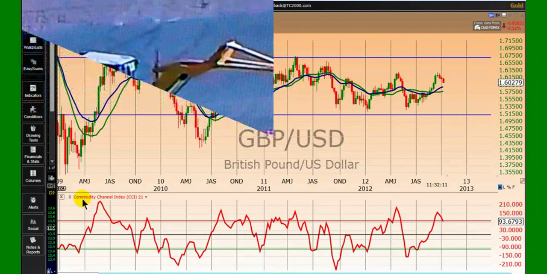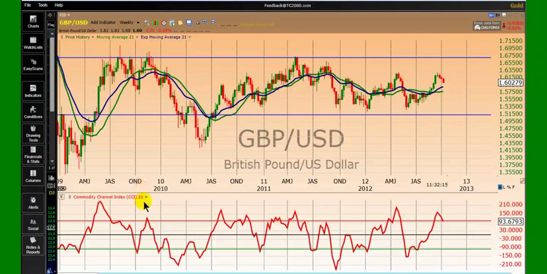On this chart, we can see the Commodity Channel Index, period 21. The setting is for 21. Right here, the Commodity Channel Index, period 21. And also on the chart here, we can see the blue line is the exponential moving average 21. The green one is the simple moving average 21. Both 21. What we are trying to do is to explain to traders what the CCI indicator is about, how one can use it accurately to make excellent trading decisions when we are talking about practical trading.